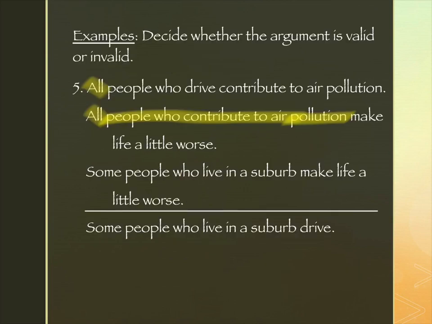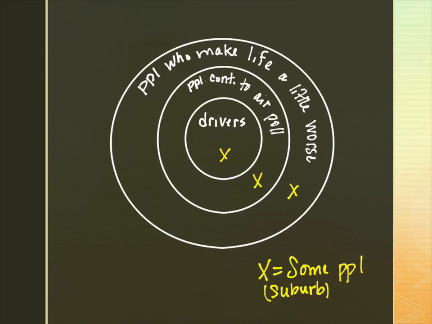So the last conclusion statement that we're trying to decide if it's valid or not says, some people who live in a suburb, that's my X, drive. Maybe. Do they have to? No. I had 3 locations that those X's could reside in, and they're all possibilities based on what I've described, right? They don't have to be in any one of those 3 places. They have to be somewhere, right? One of those X's has to work, but I don't know which one of it is.